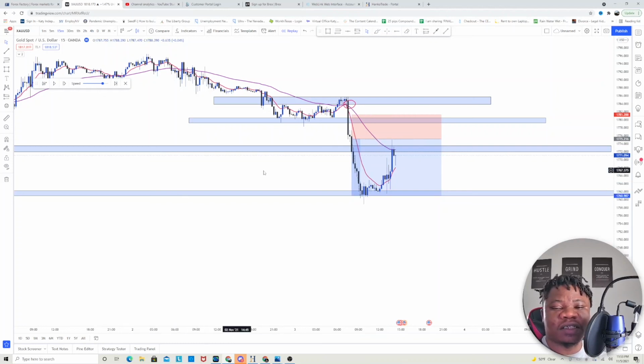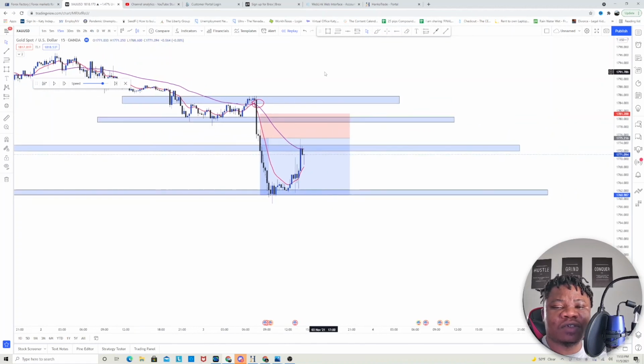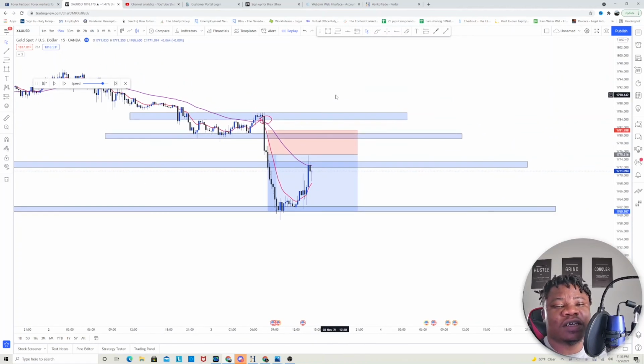So guys, this is exactly how you use this strategy to scalp gold like a pro forex trader. You just have to use it exactly like this. If you use it exactly like this, you're definitely going to start seeing good results using this strategy.